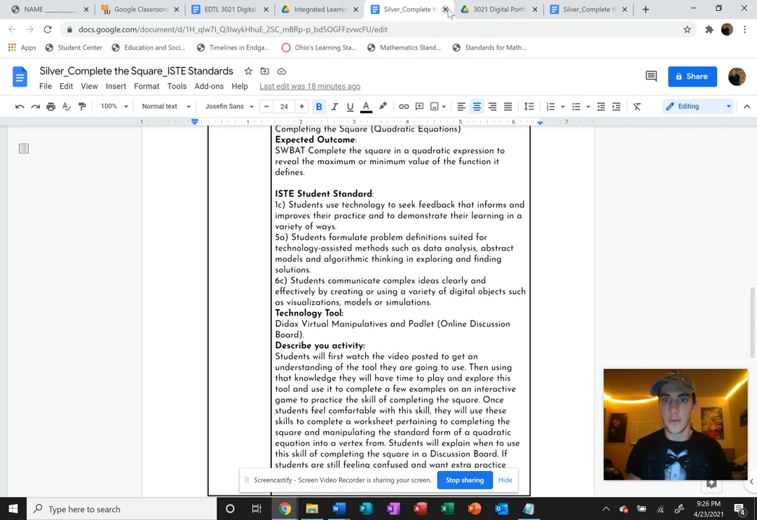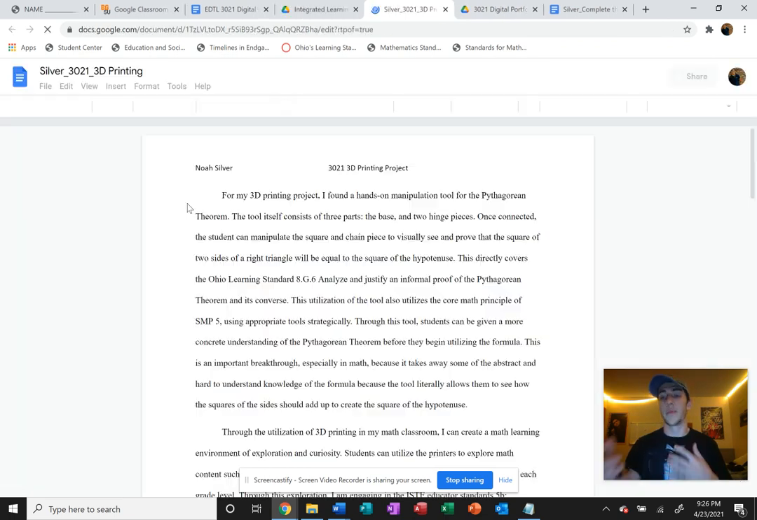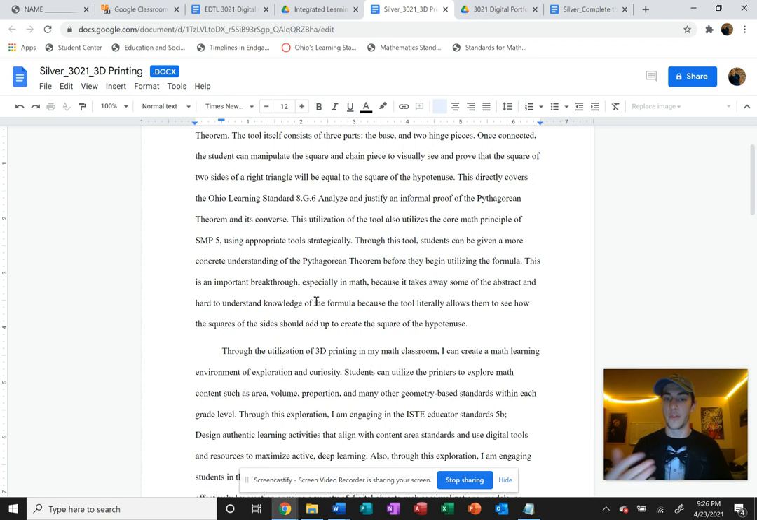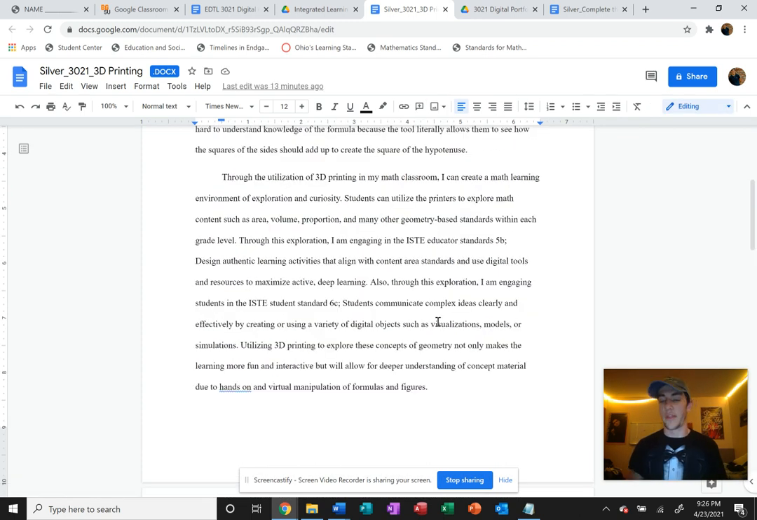Lastly, students, when talking about the implementation of it all, we have the 3D printing project, and within that project itself, within math, 3D printing can be highly utilized. It can be used to engage students in communicating complex ideas clearly and effectively through visualizations, models, and such.